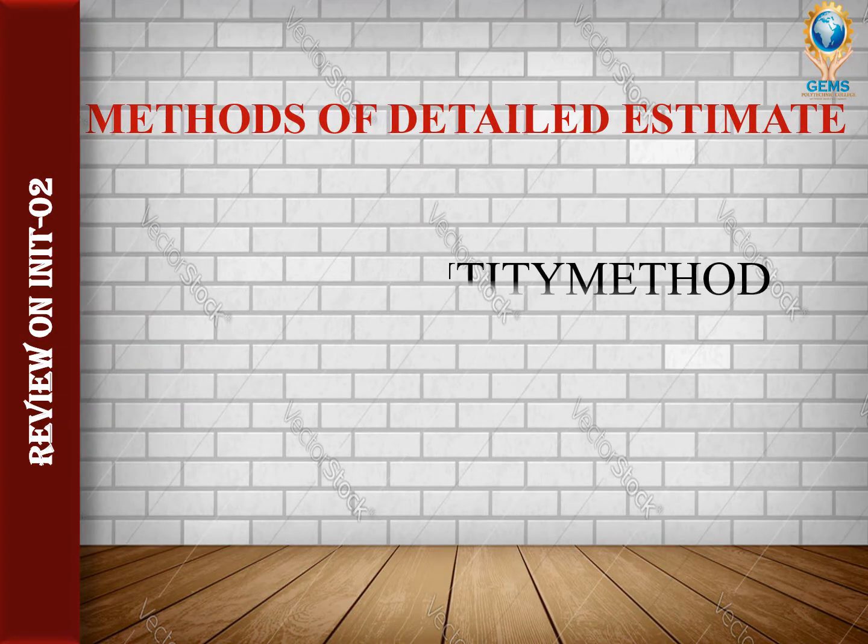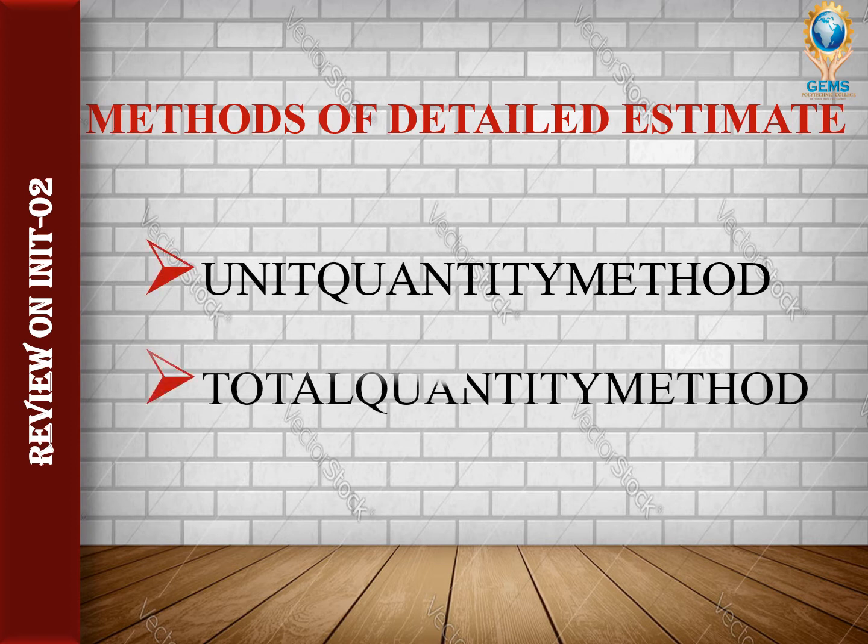Then what are the methods of detailed estimation? We have two methods. The first one is the unit quantity method and the second one is the total quantity method. The unit quantity method means we get the quantity values from the records of similar structures. We get the quantities and their cost from similar structures, and we calculate the cost of our structure. That is called the unit quantity method.